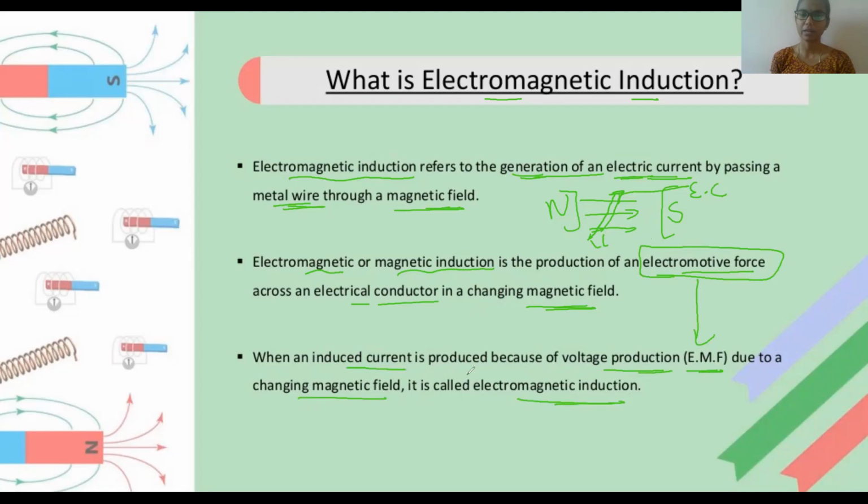When induced current is produced because of EMF due to the changing magnetic field, this is nothing but electromotive force. Are you clear, children? When the magnetic field changes, induced current is produced by the changing EMF, and this is what we call electromagnetic induction. So let us see a brief study regarding electromagnetic induction.